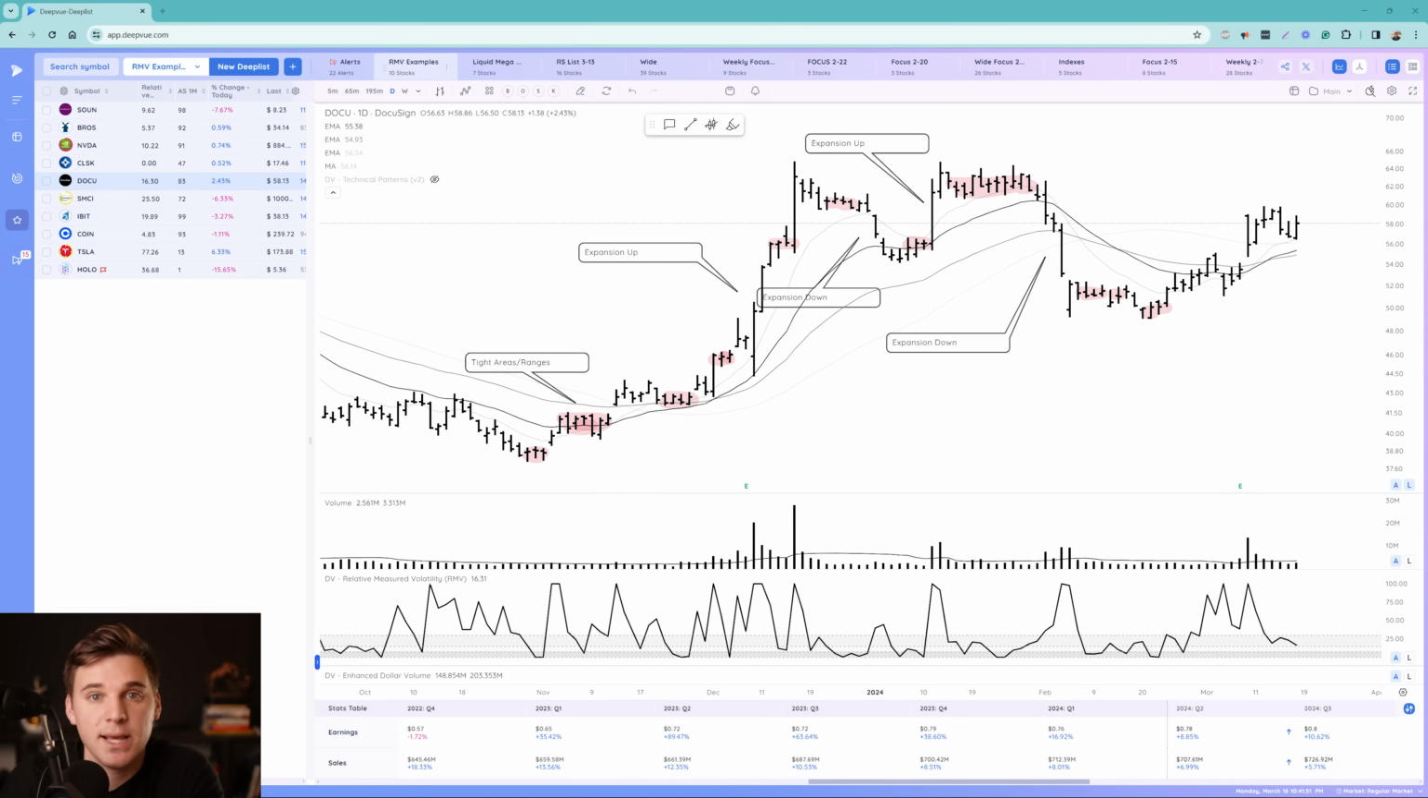And the second reason is that, as I mentioned, these tight areas often provide an excellent low risk, high reward entry point because you can manage risk really easily at the low of the range, the low of the tight area. And these tight areas, as you can see in this chart of DOCU, one of the examples we're going to go into, whether on a daily chart or on a higher time frame, forming a base on a weekly chart, lead to price expansions that we can take advantage of as traders.